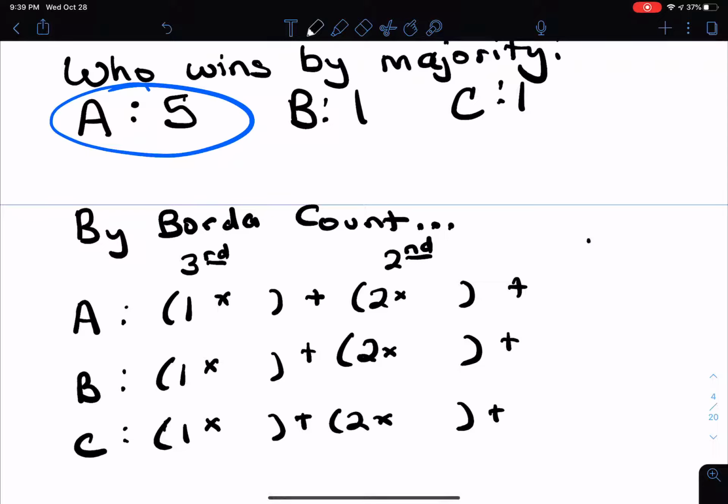It's late. All right, first place votes, you're going to get 3 points each.